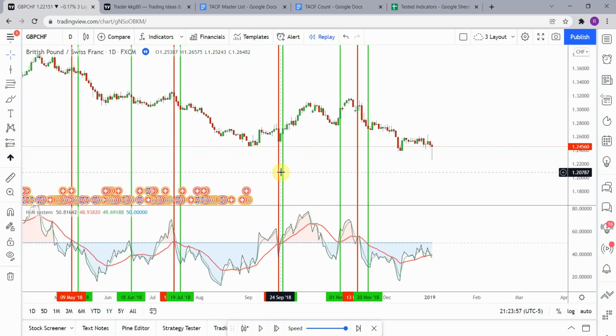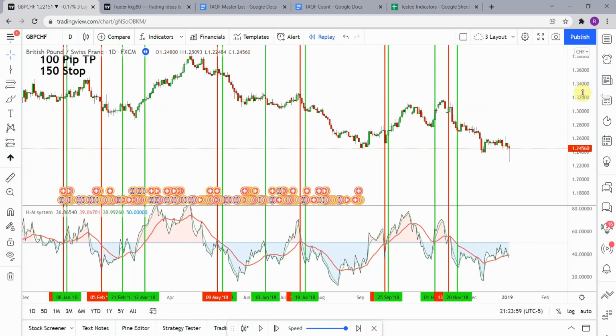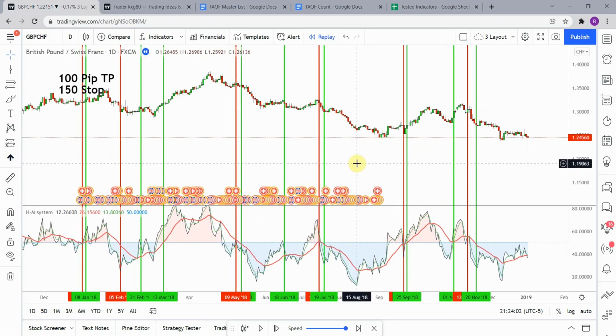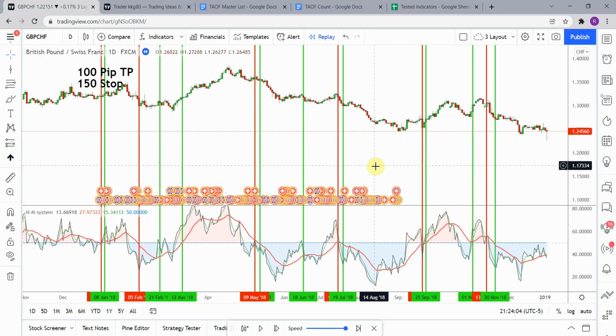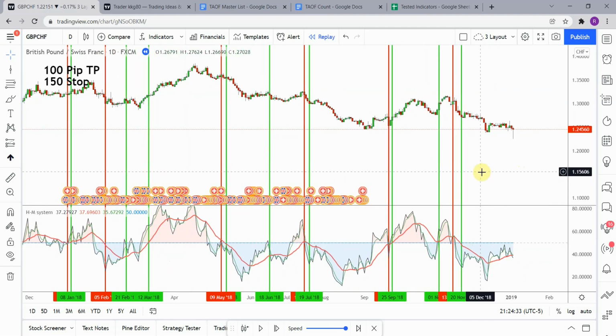All right, so back to the indicator here. Let's get everything in focus. Okay, let's go ahead and count these out and see what we get out of it. So we have 1, 2, 3, 4, 5, 6, 7, 8, 9, 10, 11, 12, 13, 14, and 15. So we have 15 trades all together, and we have 1, 2, 3, 4, 5, 6, 7, 8, and 9 winners. So 60% right on the dot.